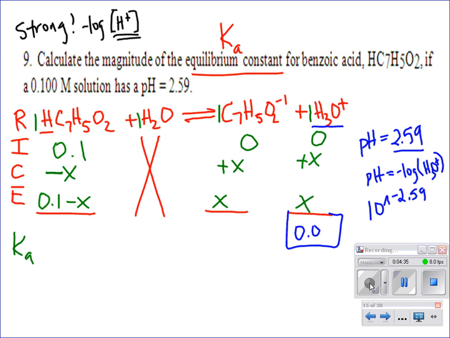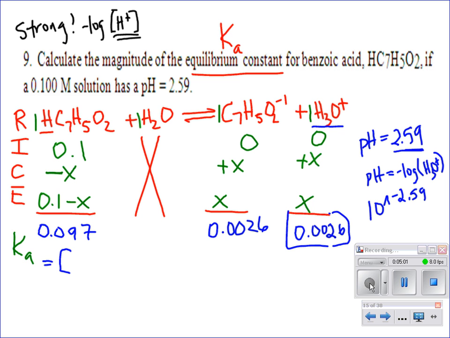Okay, so we get 0.00. We went ahead and just left 2 sig figs because we have 2 decimal places in our pH. So that's 0.0026, which is equal to our X. So we know that this is 0.0026. And what's 0.1 minus that? 0.097. Okay, now we're pretty much ready.